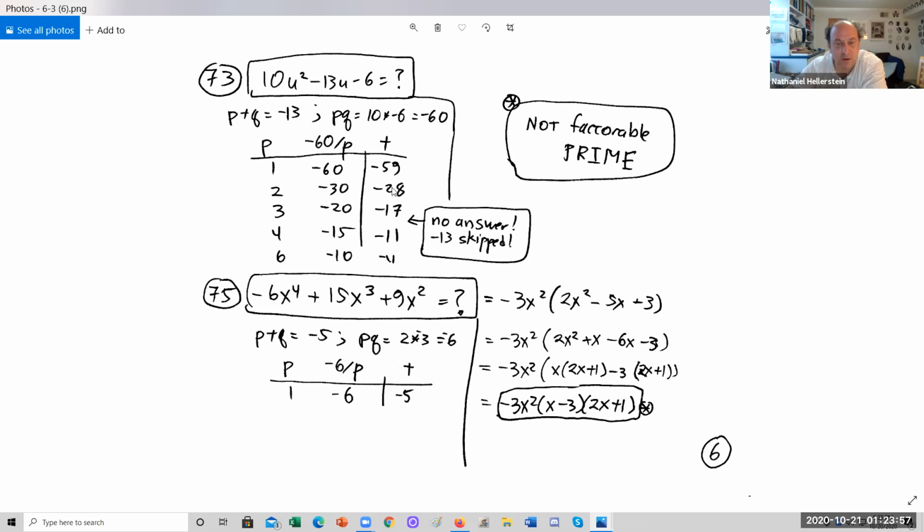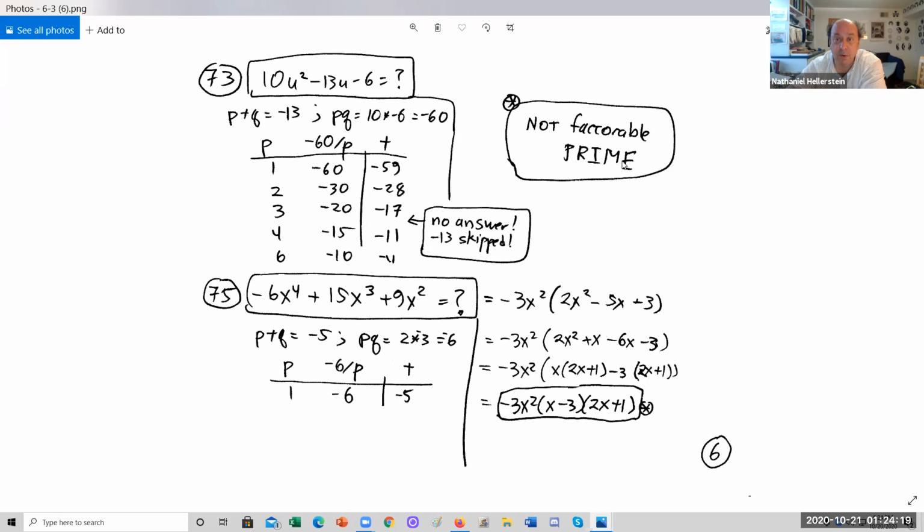2, negative 30, negative 28. Still not there. 3, negative 20, negative 17. Close. 4, negative 15, negative 11. Whoops, we skipped 13. And if we go on, these sums will just keep getting smaller and smaller, and we have skipped negative 13. So there's no answer. This is not factorable in integers.